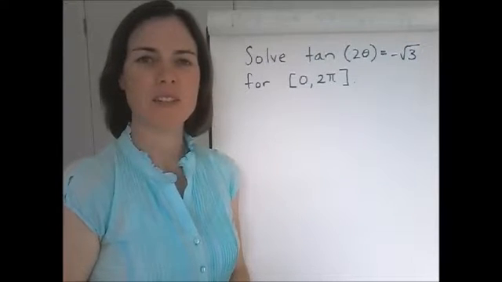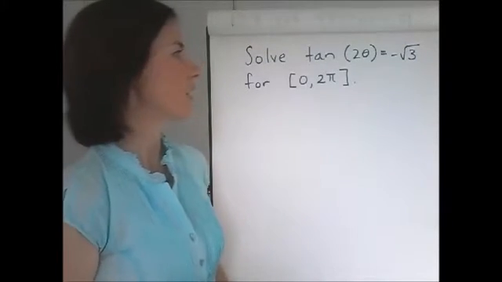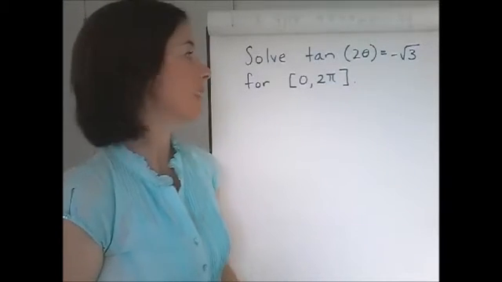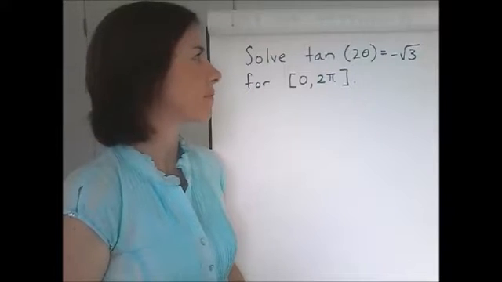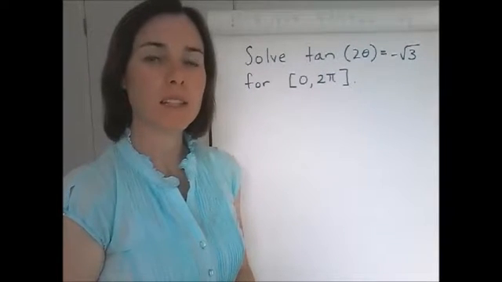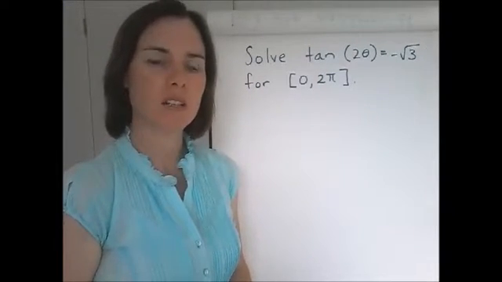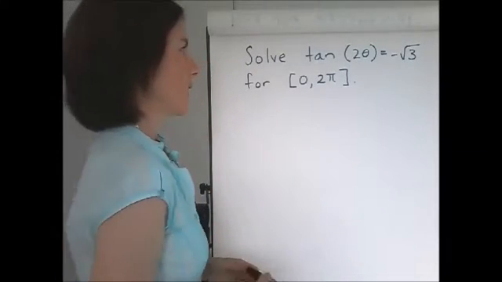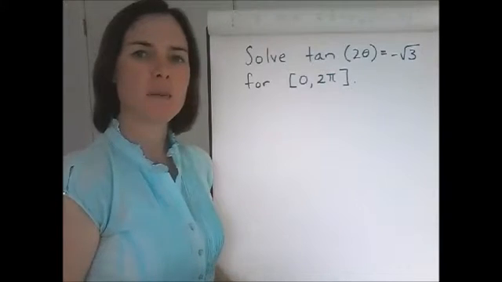Here we're asked to solve the equation tan 2 theta equals negative square root of 3 for the domain 0 to 2 pi. Now we did a question fairly similar to this last week using sine or cos, but now we're working more with tan. So here's another example, and we're going to use the same technique.